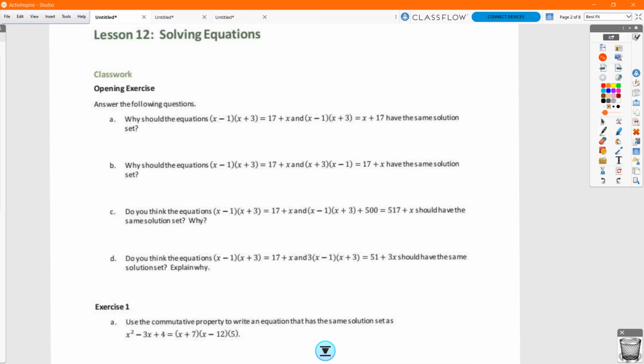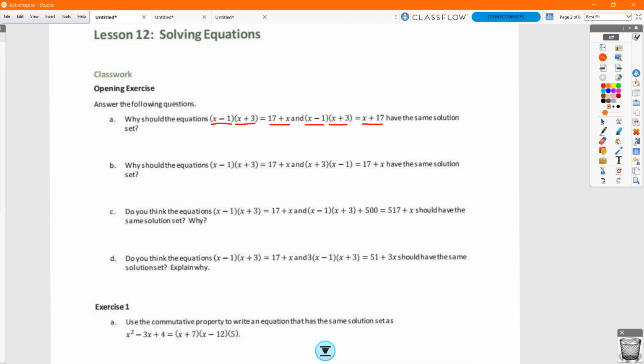So it says answer the following questions. Why should the equations x minus 1 times x plus 3 equals 17 plus x, and x minus 1 times x plus 3 equals x plus 17 have the same solution set? Okay? Well, in order for us to have the same solution set, that means that these two equations have to have the same values in the same order, in the same placements.